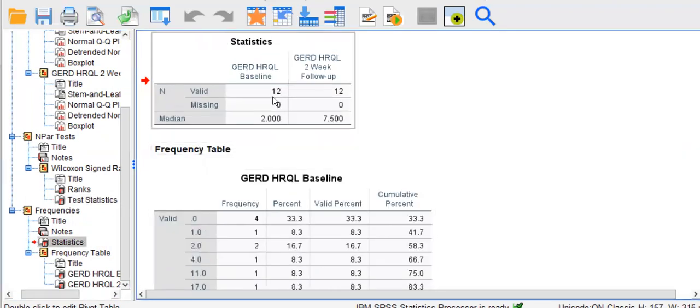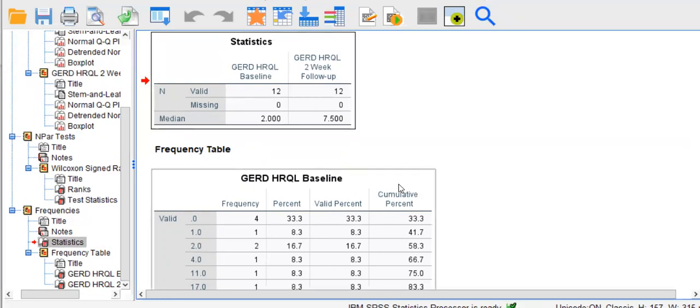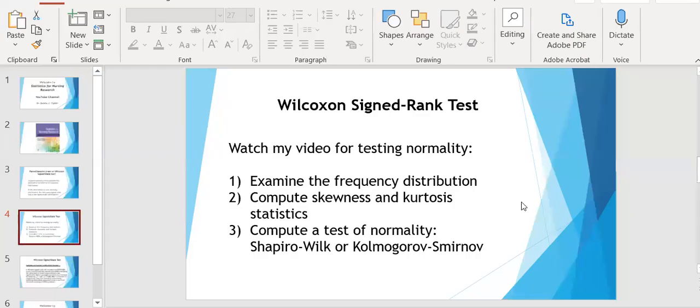And here's where our medians will come in handy. The median baseline HRQL score was 2.0. And then at 2-week follow-up, it increased to 7.5. So now we have all of the information we need to interpret our results and write it up.